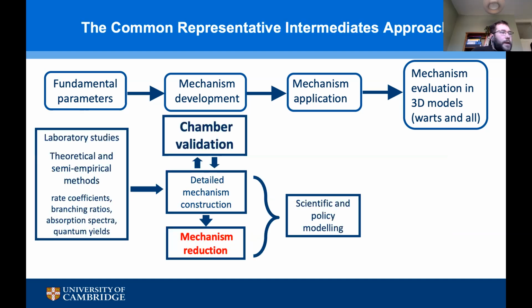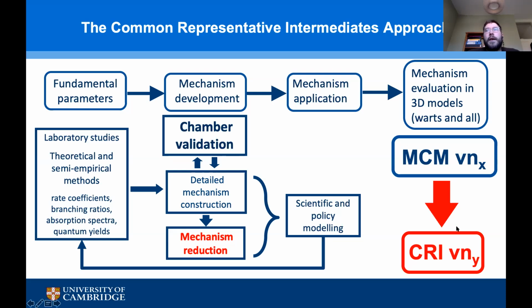And so the common representatives approach tries to be what it calls an intermediate complexity scheme. So it sits in the middle of these very complex near-explicit mechanisms, such as the master chemical mechanism, which will have thousands of species and reactions in them. These would be based on various lab studies and theoretical empirical models of rate constants, branching ratios, what have you. There's a whole series of chamber validation to build the model, and then a rigorous process of mechanism reduction where species get lumped, but at every stage of the lumping that occurs, you test it against the whole full model, in this case, the MCM, to check that it can still reproduce the same amount of ozone forming potential. And so what you have then is that every version of CRI maps to a particular version of the master chemical mechanism.